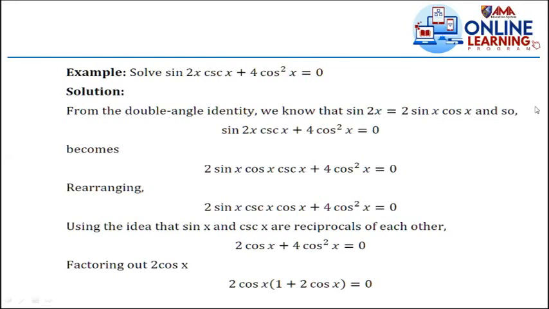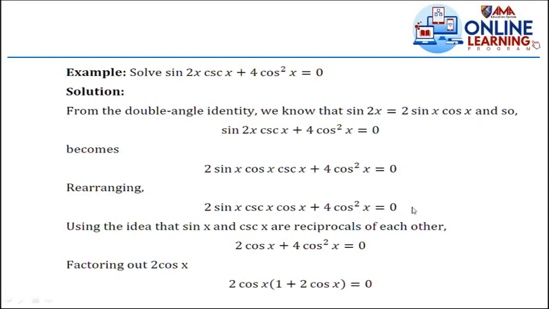Here it is. And if we are going to have that, sine 2x cosecant x plus 4 cosine squared x equal to 0 becomes 2 sine x cosine x. This means the sine 2x here was replaced by 2 sine x cosine x. So, 2 sine x cosine x cosecant x plus 4 cosine squared x is equal to 0.